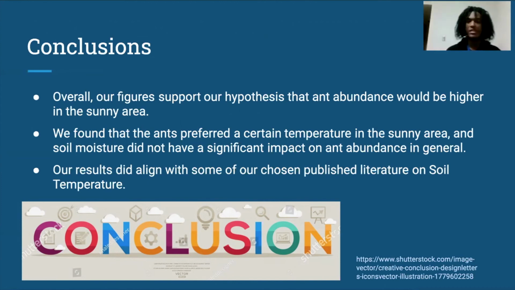So, in conclusion, overall, our figures support the hypothesis that ant abundance would be higher in a sunny area. The reason we thought that is because they're ectothermic. They need their body temperature to increase based off the outside temperature. We found that the ants preferred a certain temperature in a sunny area, and the soil moisture did not have a significant impact on the abundance of ants in general. Our results did align with some of our chosen published literature on soil temperature.